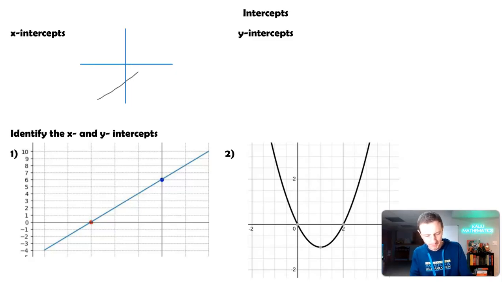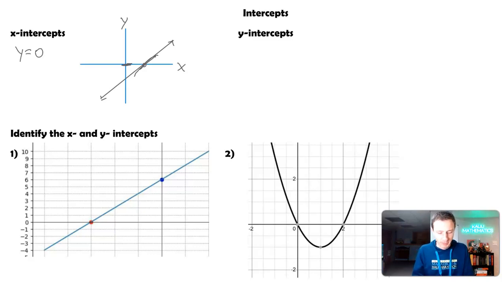We have a line. The x-intercept is where this line crosses the x-axis. So right there. Well, if we're crossing the x-axis, think about what the y value is when we're crossing over that x-axis. As we cross over that x-axis, we're at the y value of 0. So the x-intercept is when y is equal to 0.